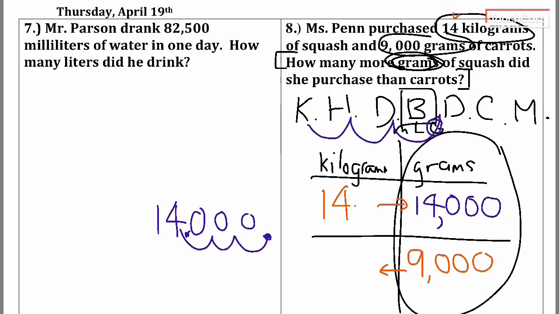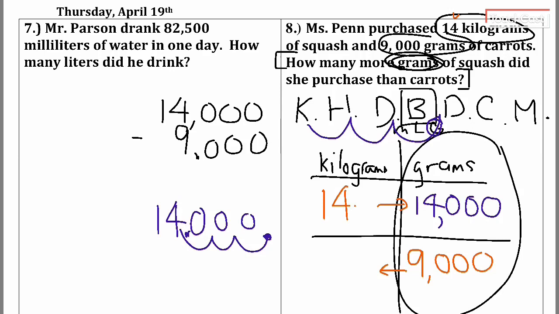All right. So those of you who turn this in like this, you're not done. How many more grams of squash did she purchase than carrots? Are we combining the squash and carrots into a delicious soup? Or are we comparing to see who has more? Ding, ding, ding. So, comparing means to subtract. Let's do it. 14,000. Make sure that your bigger number is on top. Minus 9,000. Make sure you line up those numbers. Think of all the mistakes we've ever seen.